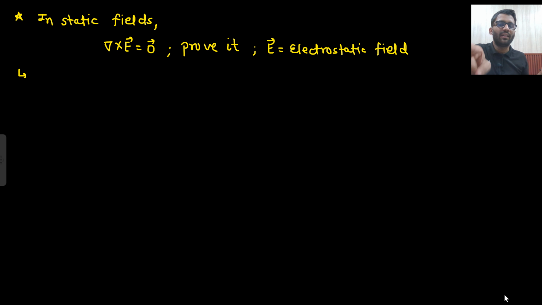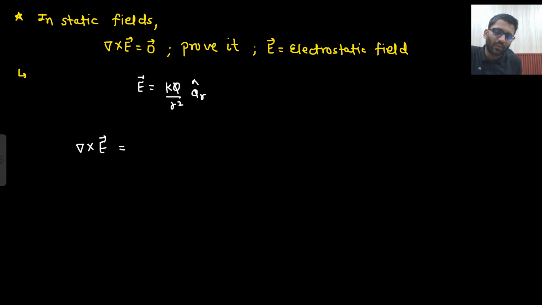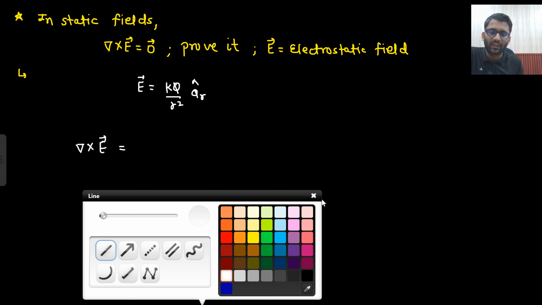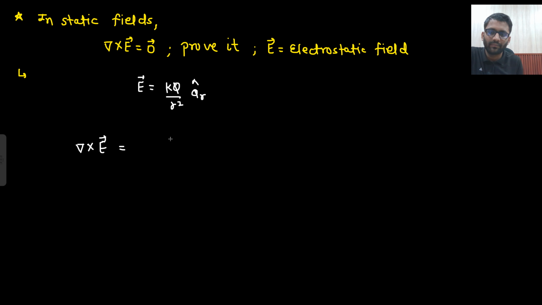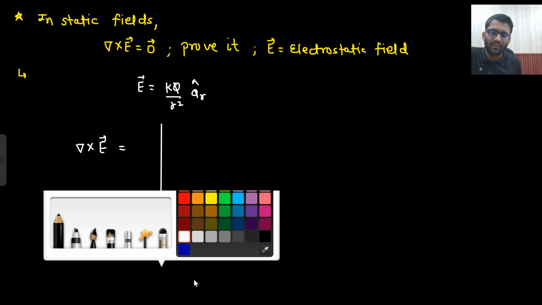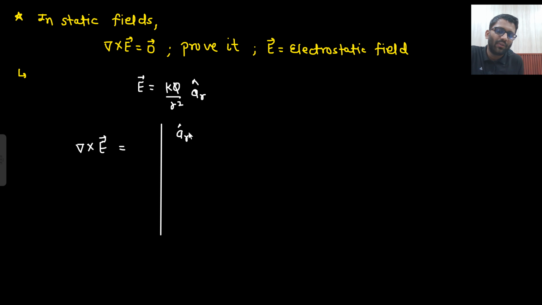So in a static field, del cross E is equal to 0, you need to prove it. So do you remember any formula of E? Yes, kq by r square ar cap, or r cap, I can write. So can I calculate del cross E? Yes, certainly you can calculate del cross E. What answer will you get? So del cross E. This derivation you do not need to remember, although it is a very easy derivation.